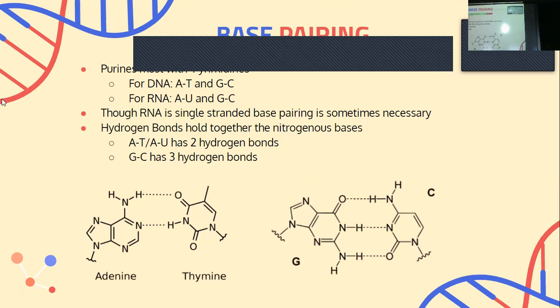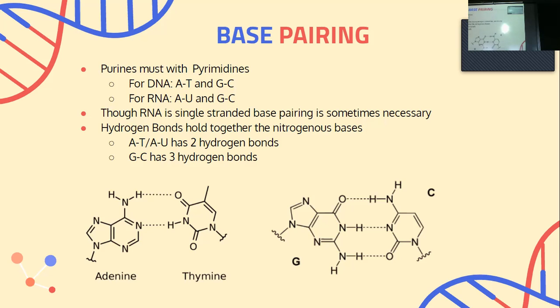Purines must pair together with a pyrimidine. For DNA, it's AT and GC. For RNA, it's AU and GC. So for RNA, uracil replaces the T. Though RNA is single-stranded, base pairing is necessary sometimes. Hydrogen bonds hold together the nitrogenous bases. AT and AU both have 2 hydrogen bonds, as you can see in the diagram. GC has 3 hydrogen bonds, as you can see in the diagram again.